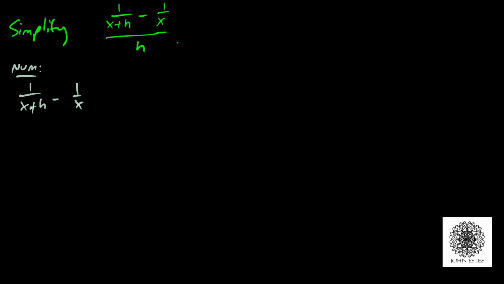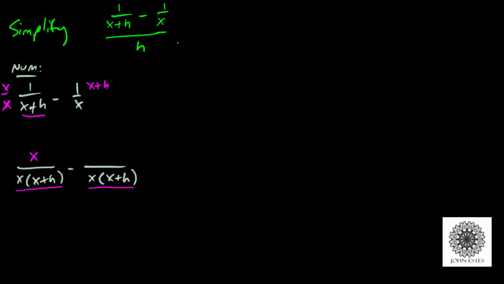To do that, I need to get a common denominator. So I'm going to have x times x plus h as my common denominator. Then I look at the first term and think, what do I need to multiply this x plus h by to get x times x plus h? I can see the thing that's missing is I need to multiply by x over x. So in my numerator, I simply have an x. On the other side, what's missing from my common denominator is an x plus h. So I need to multiply by x plus h over x plus h, and that gives me an x plus h in the numerator.